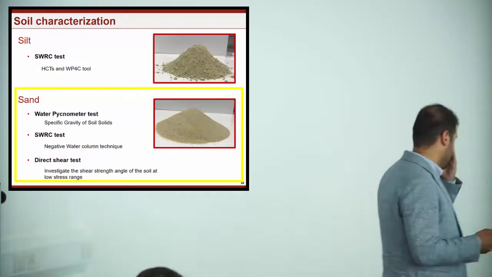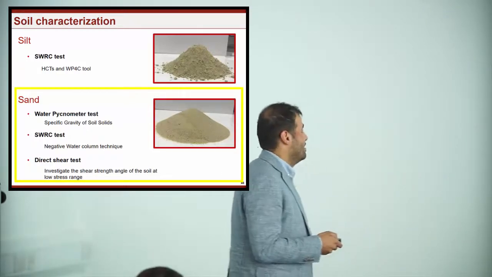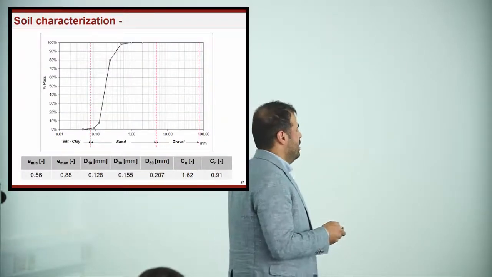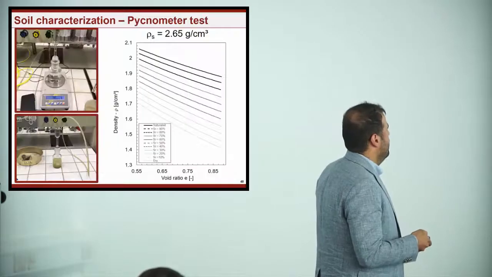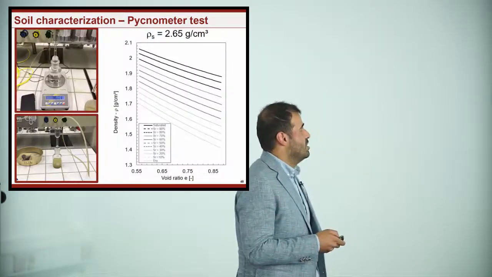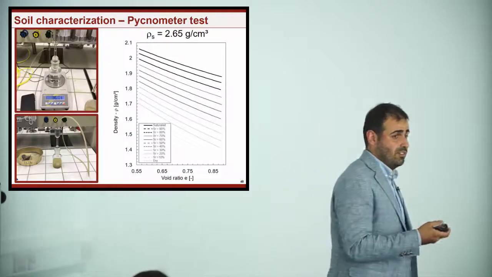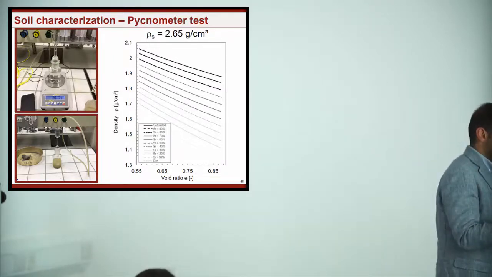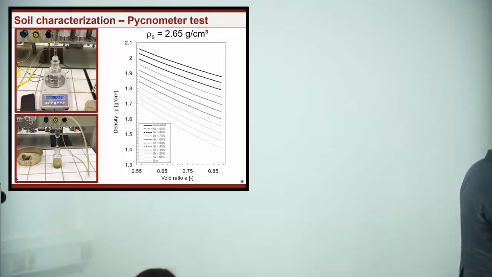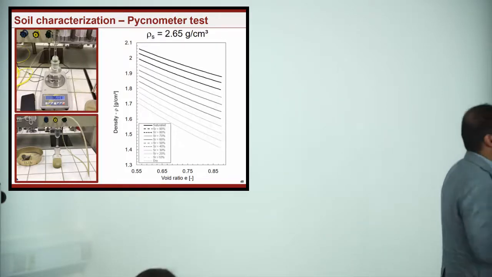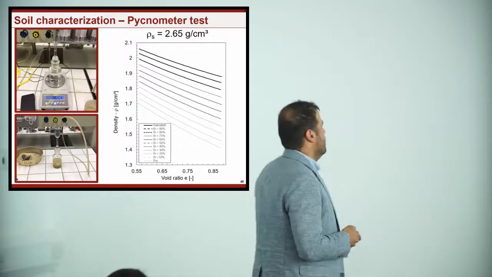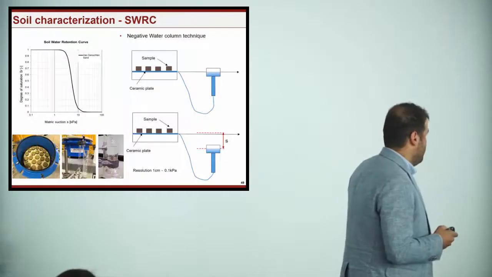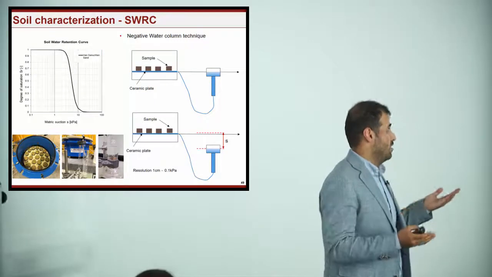We decided to characterize this kind of material by first performing the granulometric curve of the material, then the pycnometer test to achieve the specific density, because it's very important in the physical modeling due to the level of stress that you have at that scale, and also the evolution of the density with the degree of saturation. Then we achieved the water retention behavior of the sand by applying the negative water column technique.